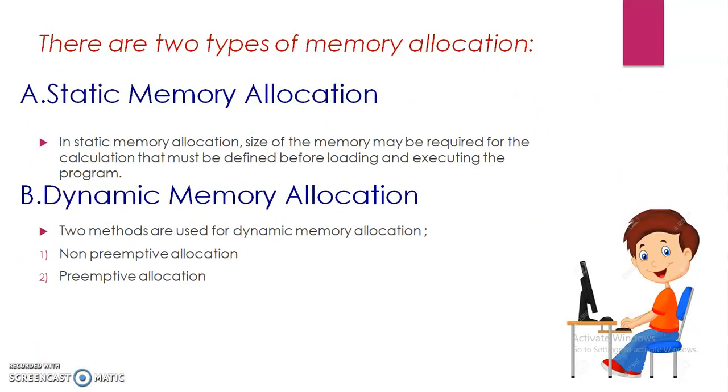There are two types of memory allocation: static memory allocation and dynamic memory allocation. A. Static memory allocation. In static memory allocation, the size of memory that may be required for the calculation must be defined before loading and executing the program. B. Dynamic memory allocation. Two methods are used for dynamic memory allocation: non-primitive allocation and primitive allocation.